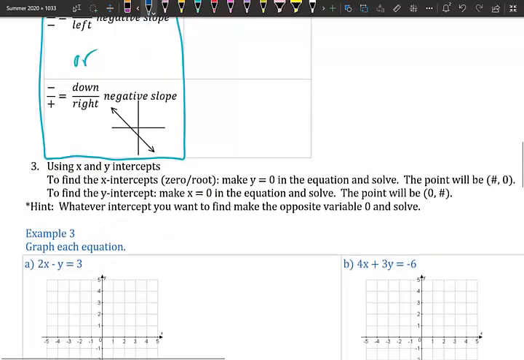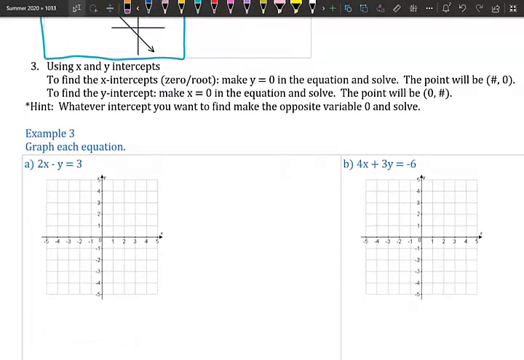The last way that we can graph is to use x and y-intercepts. So to find your x-intercept, which is also called a 0 and is also called a root, you're going to make y equals 0 in the equation and solve. The point will be a number, 0. So just like we always find intercepts.